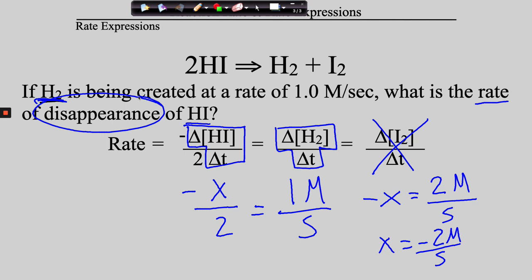But then, does it make sense? If we know that this is being created at 1 molarity per second, doesn't it make sense that this is disappearing at 2 molarity per second? Because it takes 2 of these to make 1 of those. Understand that in this simple example, the logic makes sense because you can see it clearly. You're going to see that they're going to throw weird stuff at you. So remember this structure, and that'll serve you well.